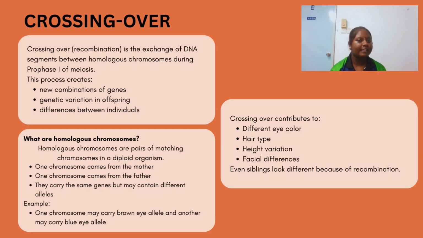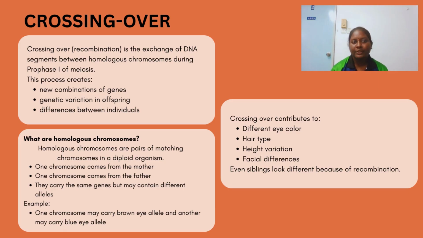So, what exactly do homologous chromosomes mean? Homologous chromosomes are pairs of matching chromosomes in a diploid organism, where one chromosome comes from the mother and another chromosome comes from the father. They carry the same genes but may contain different alleles. For example, one chromosome may carry brown eye allele and another may carry blue eye allele. I hope you're clear with that.